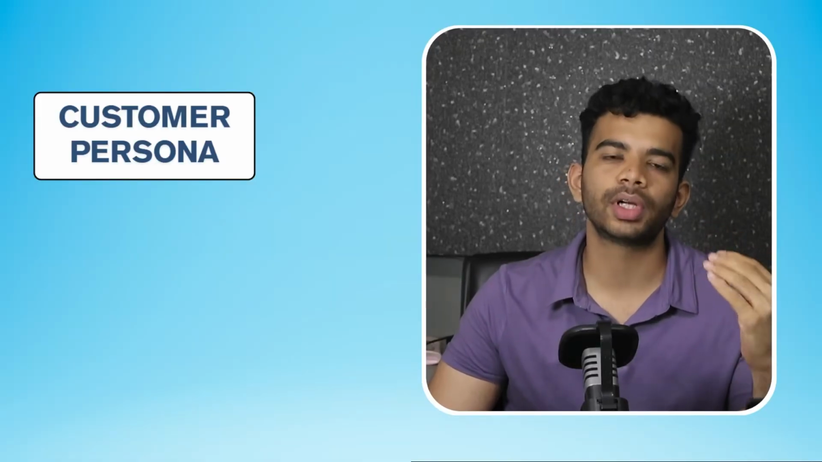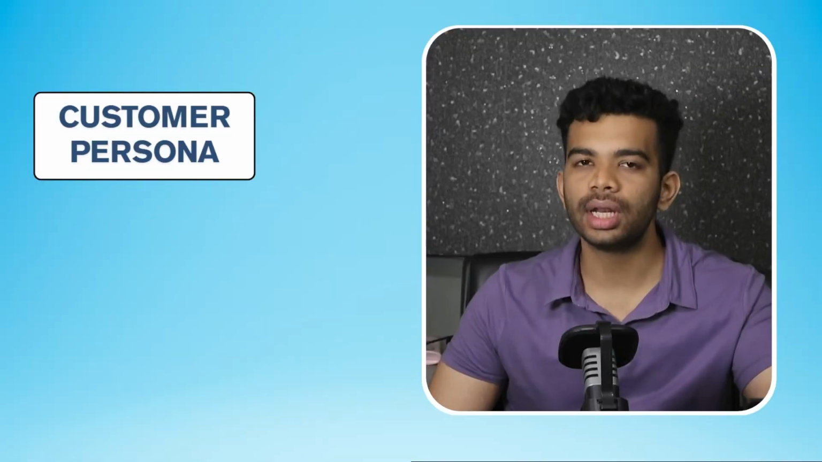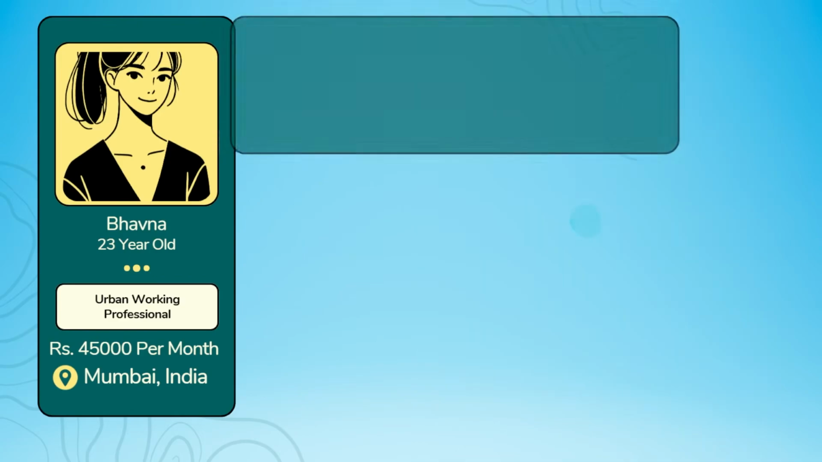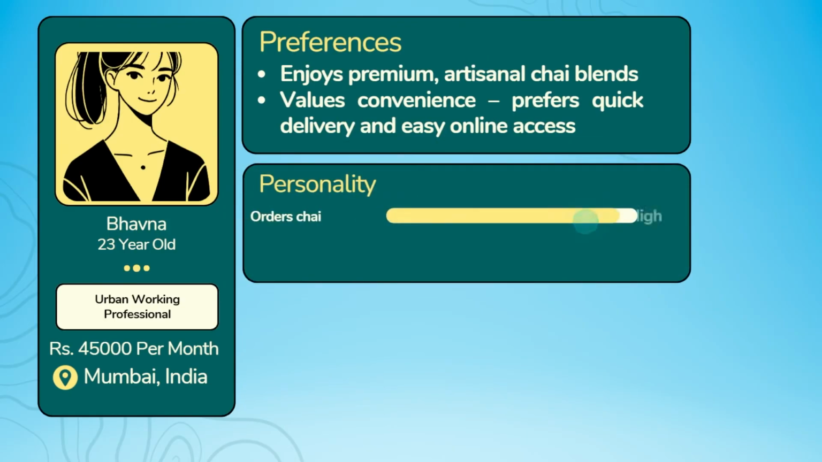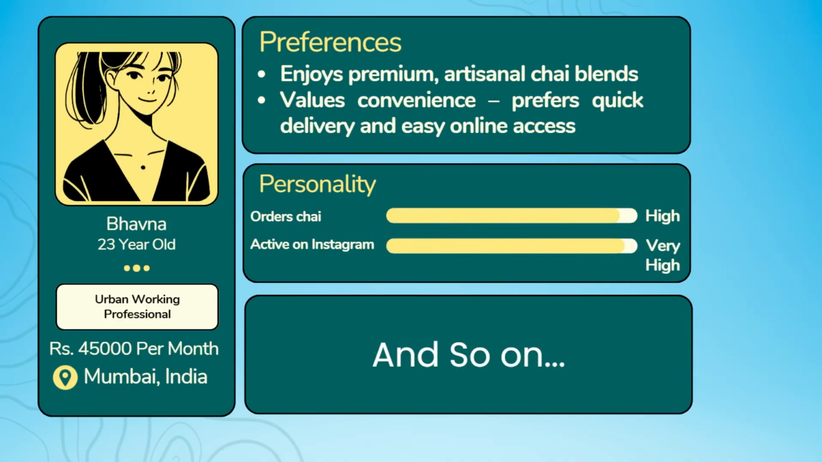So how does a customer persona really look like? You create a fictional name, for example, Bhavna, a 23-year-old urban working professional. So you decide her age, her location, her income level, and so on, and her preferences like premium chai, convenience, sustainability, and so on. You can write her behaviors as well. For example, she orders food online 2 times a week, and she follows food brands on Instagram. Now, this entire slide of the customer persona could be a part of your slide deck. Now let's jump on to the next big step in our framework.